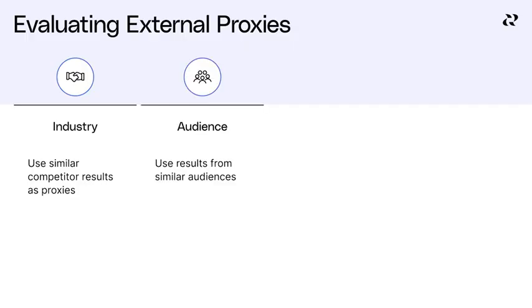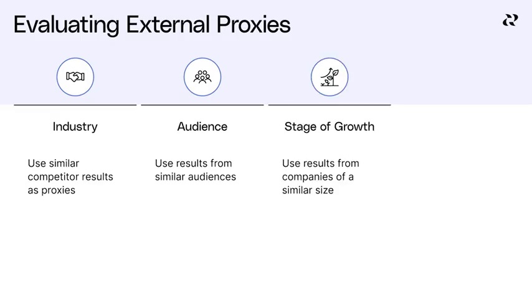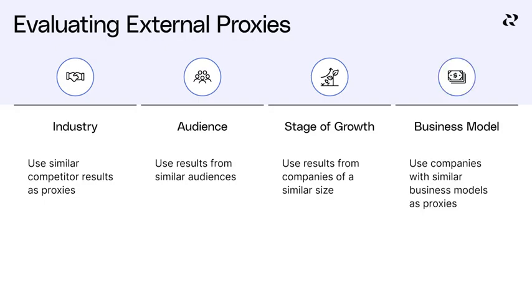Next, you can look at audience. If players in other industries have targeted a similar experience, you can use the results of their efforts to estimate your own. You could also use companies of a similar stage of growth and size in terms of customer base or revenue, gauging their results to estimate the business impact for similar projects. Or you can look at companies with similar business models as proxies to estimate business impact.